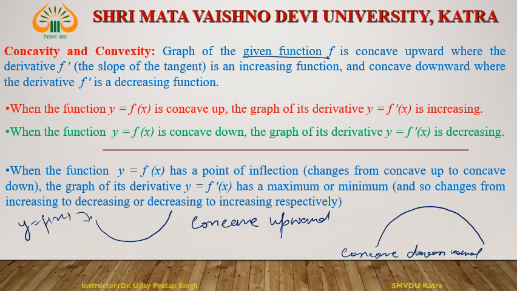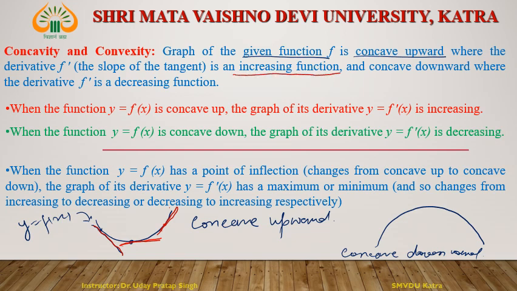This curve represents the function y is equal to f(x), and is concave upward if the derivative of f is an increasing function. For example, at this point the slope is this, at this point the slope is this, and at this point the slope is this. Okay, here this slope, this slope, and this slope. This slope is an increasing function, right?